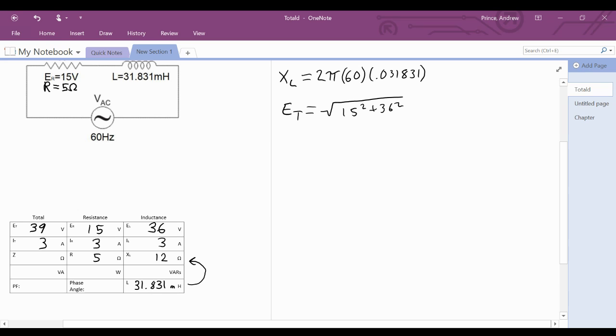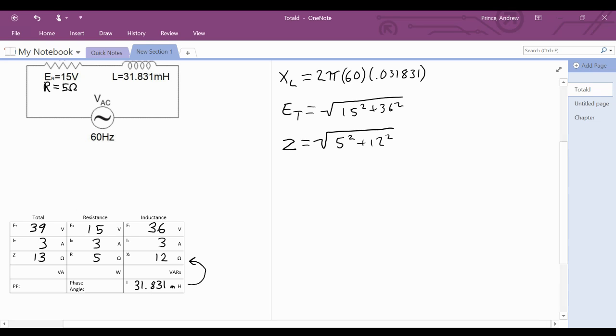Now, if I want to find the impedance, I can either divide 39 by 3, which gives me 13. But let's go ahead and practice finding impedance with the AC theory formulas that we're using now. So if I take 5 squared plus 12 squared, that should give me the same answer. So square root of 5 squared plus 12 squared gives me 13. So 13 ohms is my total impedance for this circuit.